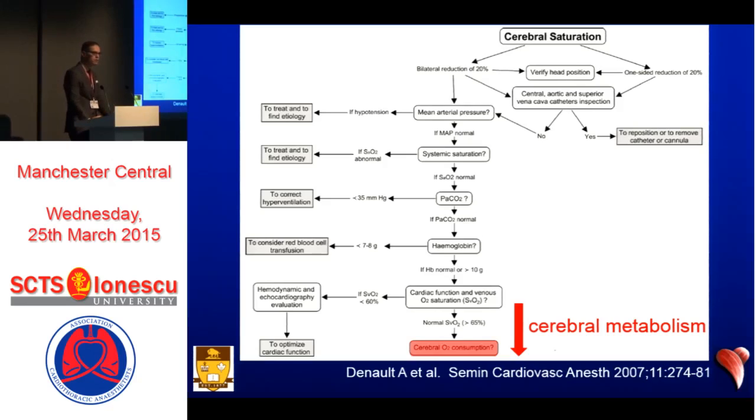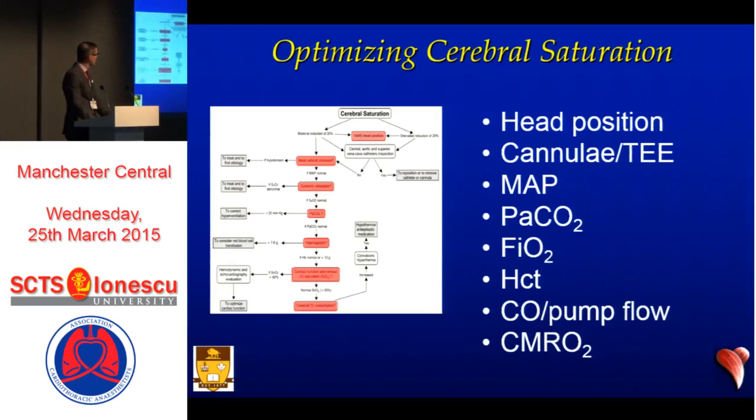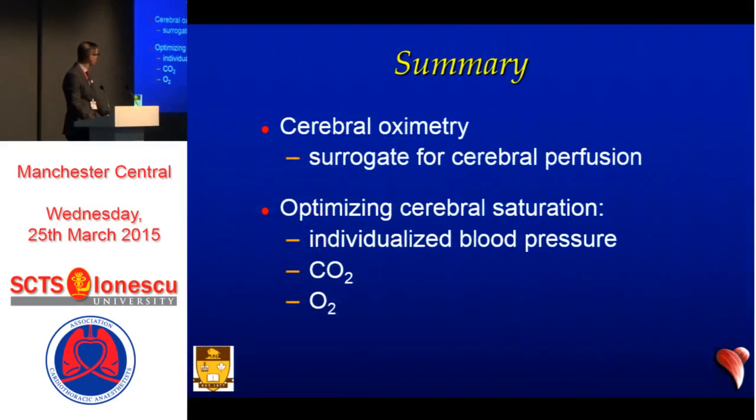Obviously, hypothermia is used intermittently during cardiac surgery, and there are anesthetic agents that one can administer as well. So to optimize cerebral saturation, we're going to look at our head position, our cannula, our mean arterial pressure, carbon dioxide, the partial pressure of oxygen, hematocrit. Cardiac output is important, and cerebral metabolism is important as well.